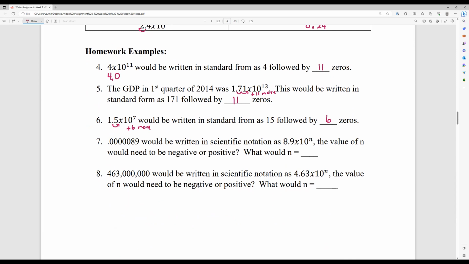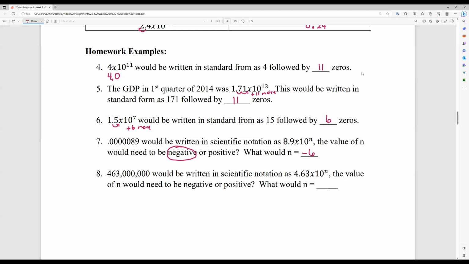0.000089 would be written in scientific notation as 8.9 times 10 to the nth. The value of n would need to be negative or positive. Since this is less than 1, that is going to be a value that is negative. And then we need to talk about how many places we moved for that n value. And so this n is what that exponent value is. So that would be 1, 2, 3, 4, 5, 6. So it is a negative 6.